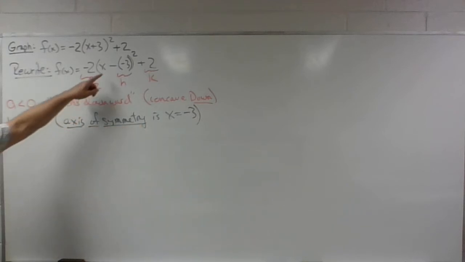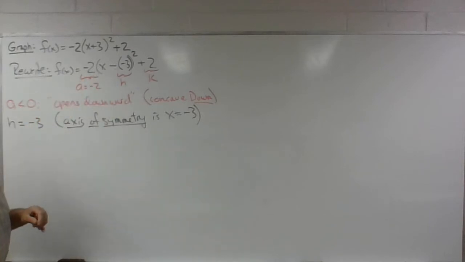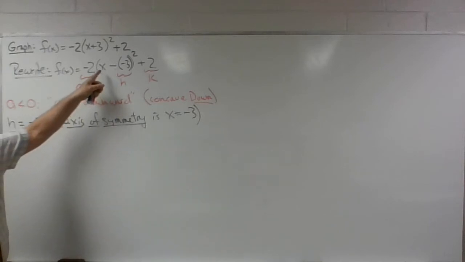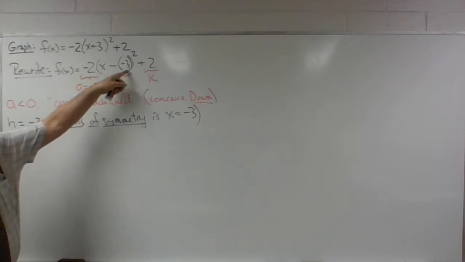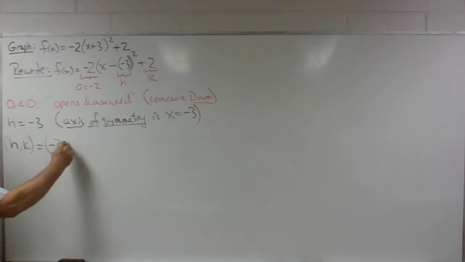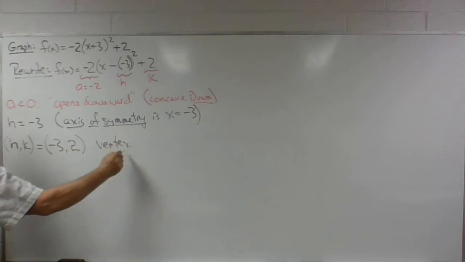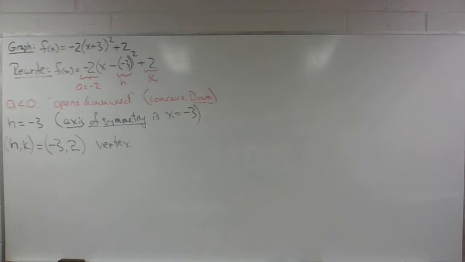Yep, I think I did a good thing writing it in this form, because when we're looking for axis of symmetry, we want in parentheses x minus something. The point (h, k) is our vertex, and that's going to be (negative 3, 2). Holy moly.